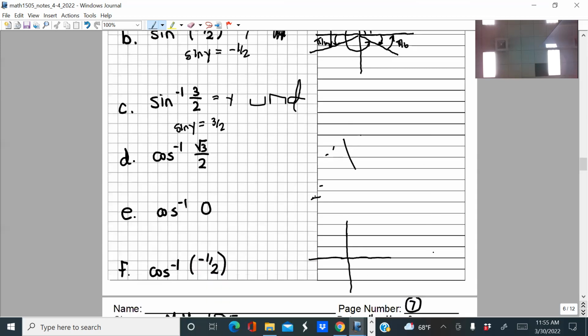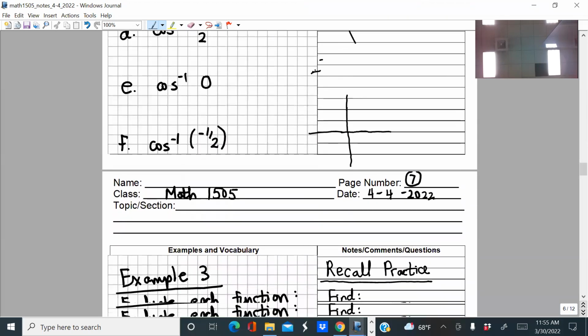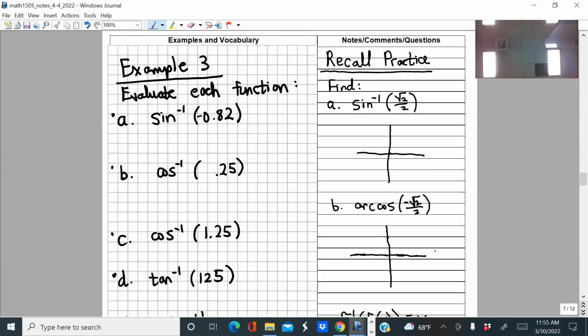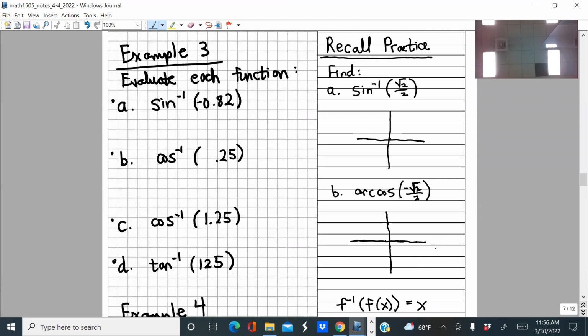All right, since y'all are desperate here, I'll let you use your calculators, because many times we'll have to use the calculator. So try computing these. These are not special angles, so you'll have to use the calculator. What does your calculator say is arc sine of minus 0.82? Remember, these are radians, so be sure your calculator's in radian mode.